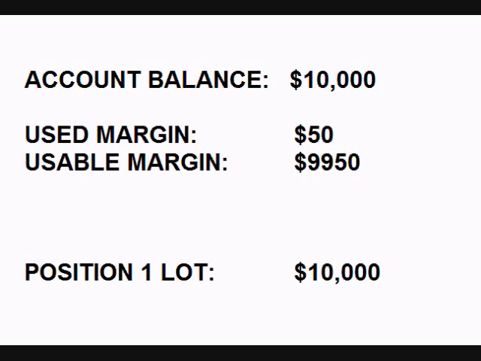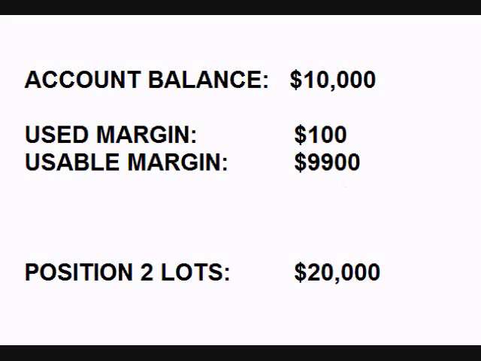When a trader places a trade, a portion of their account is placed on hold for each lot of currency that they are trading with. So let's say a trader has an account balance of $10,000 and decides to buy 1 mini lot of currency. $50 of his account is then placed on hold, and that is what's known as his used margin. He still has $9,950 available for him to trade.